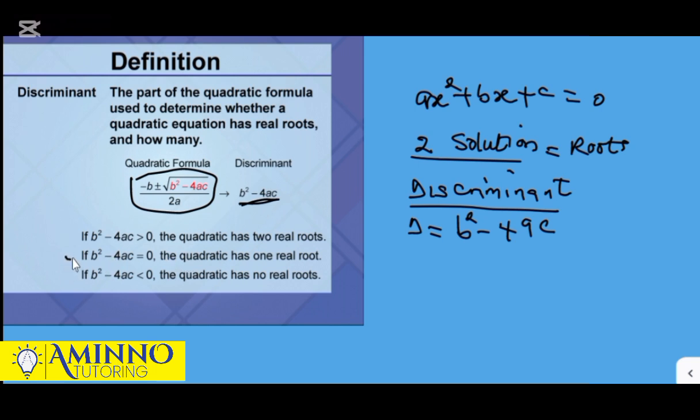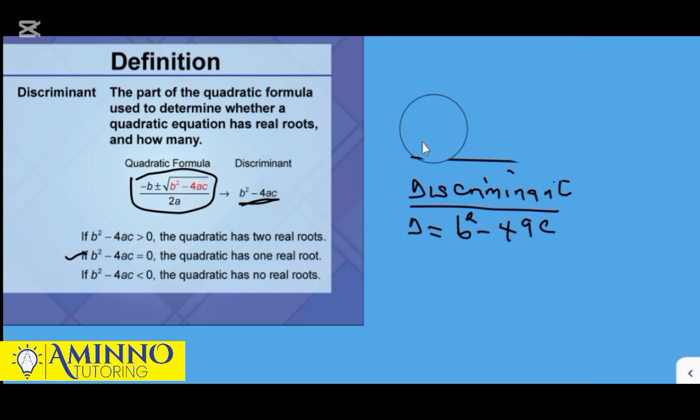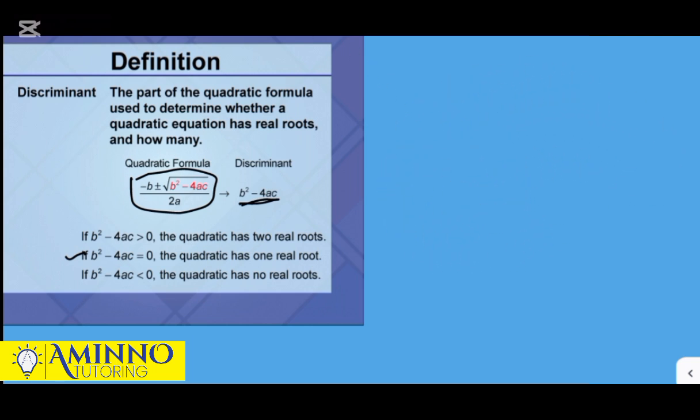Let's start with the second one. We say if b squared minus 4ac is equal to 0, the quadratic has 1 real root. Why do we conclude that it's 1? Let's see how we can understand this whole thing together. Let's say the quadratic equation we're looking at is x squared minus 6x plus 9 equals 0. Are you with me?